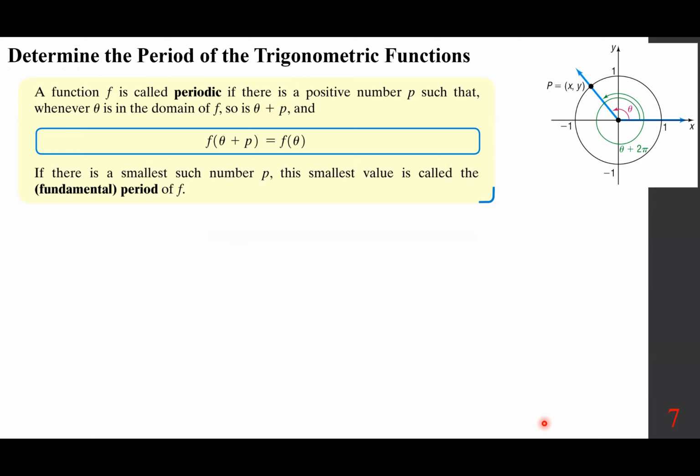All right, what is a periodic function? A function is called periodic if there is a positive number p such that whenever theta is in the domain of f, so is theta plus p. In other words, f of theta plus p and f of theta are identical. If there is a smallest such number, this smallest value, we call it the fundamental period, simply the period of the function of interest.